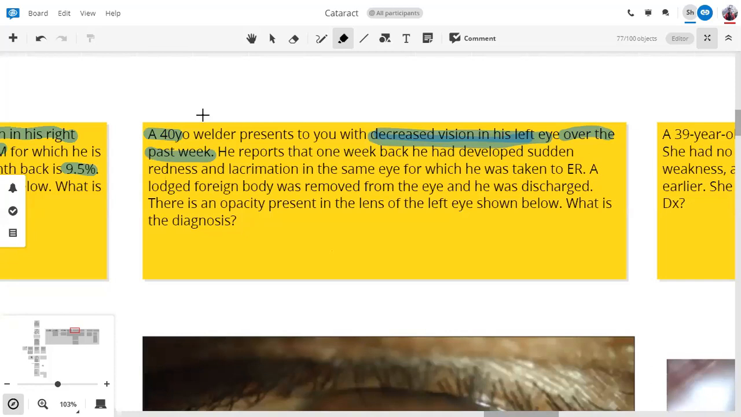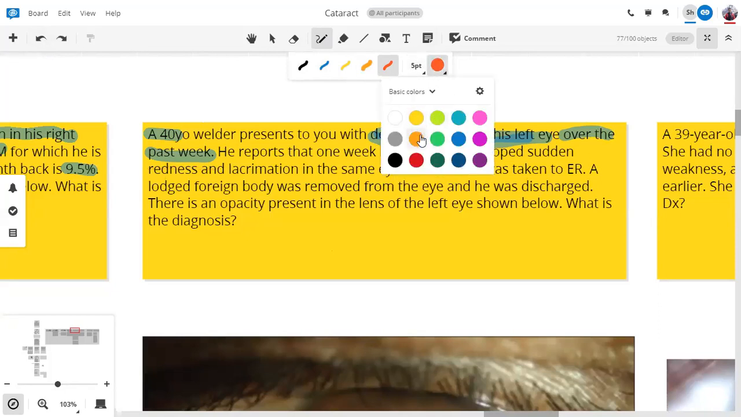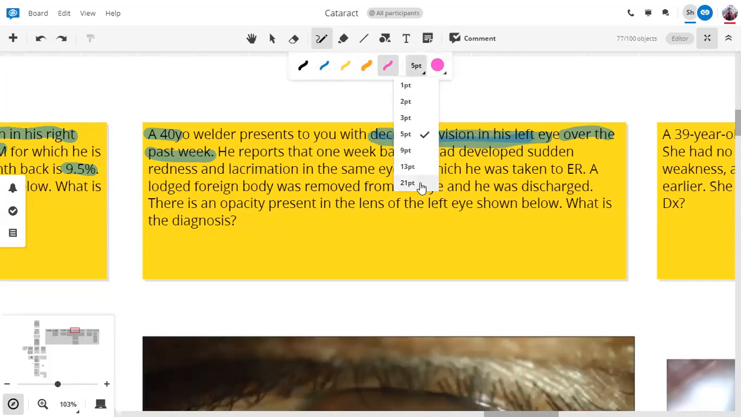थोड़ा आगे scenario पढ़ते हैं. We need to find this trigger, either it's infection or what is causing this acute loss of vision, not sudden, sorry. So he reports that 1 week back he had developed sudden redness and lacrimation in the same eye for which he was taken to the ER. Now, before we move on any further, sudden redness and lacrimation. What do these tell you? What do they point towards?